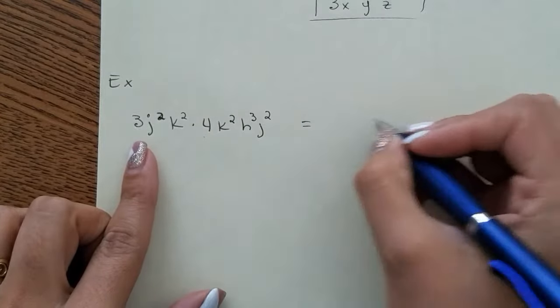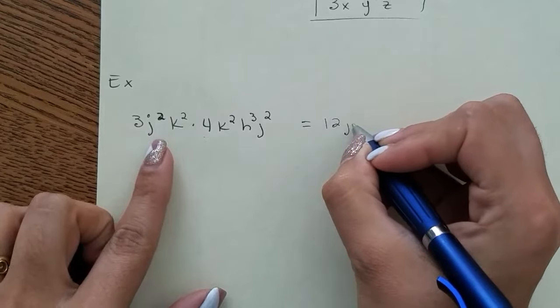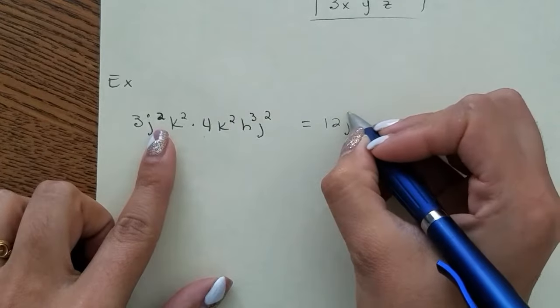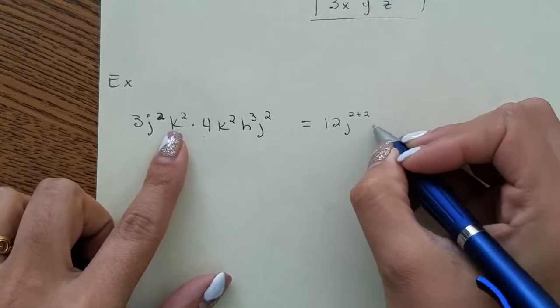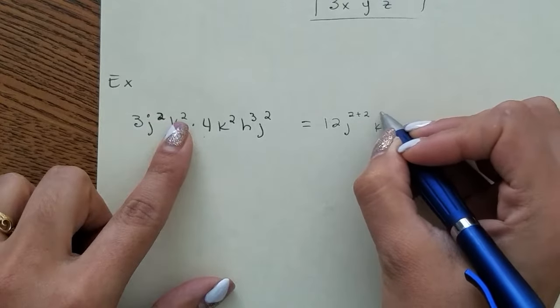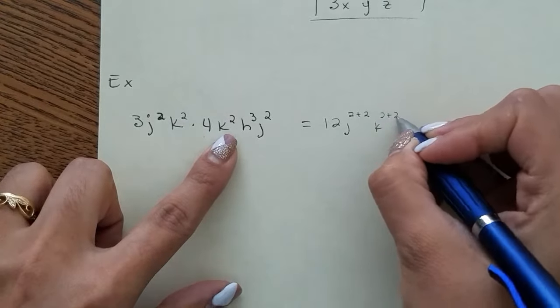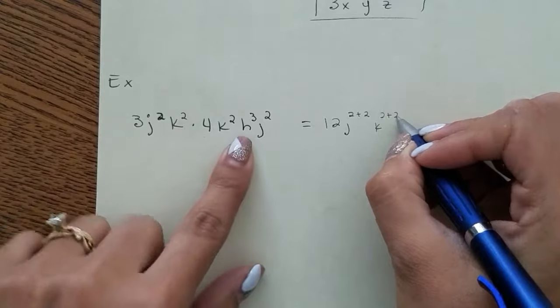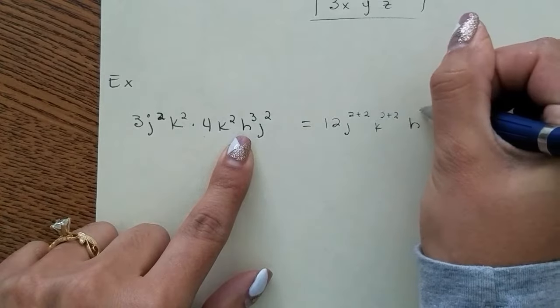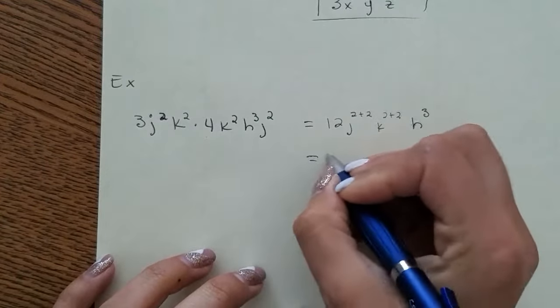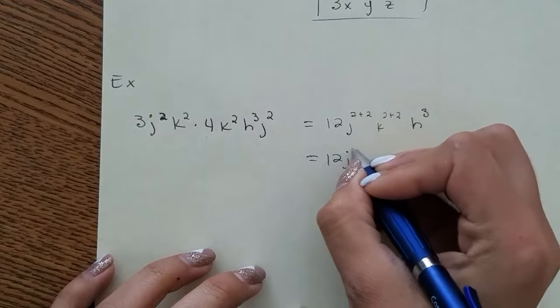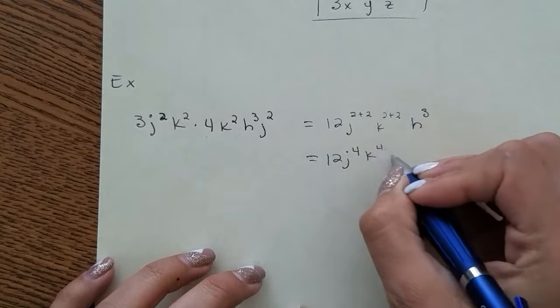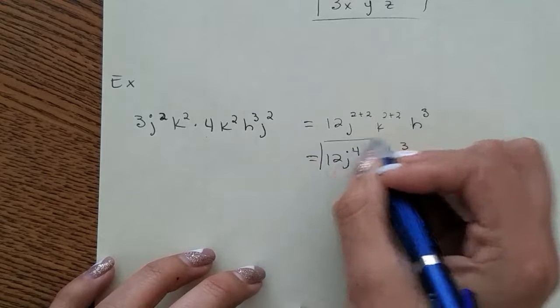Okay. So we have 3 times 4 is 12. We'll do j. We have 2 j's, so the 2 plus 2. K squared times k squared. And then we have an h left over, so times h cubed. And then you just bring it down. 12 j to the 4, k to the 4, h cubed.